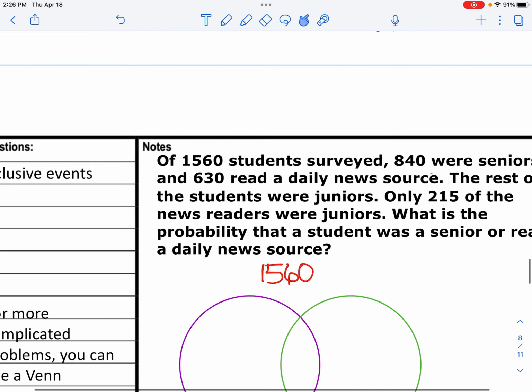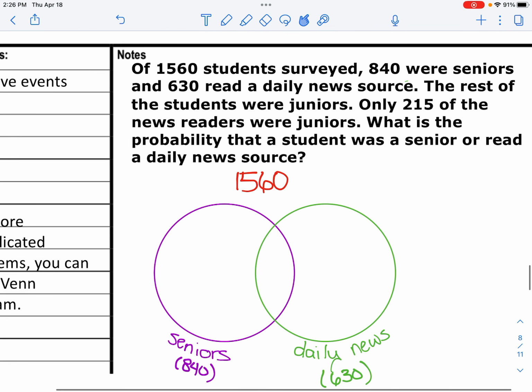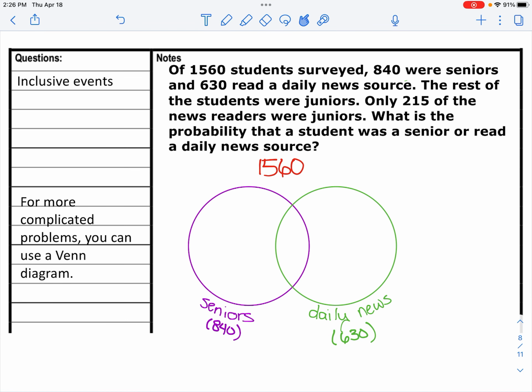Okay, let's take a look at a situation where you might want to organize a little bit trickier problem in a Venn diagram. So this says, of 1,560 students surveyed, 840 were seniors and 630 read a daily news source. The rest of the students were juniors. Only 215 of the news readers were juniors. What is the probability that a student was a senior or they read a daily news source?